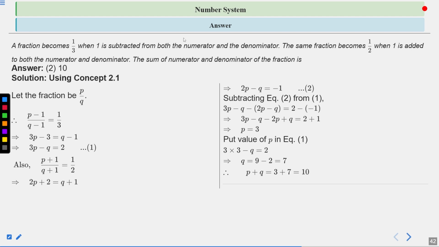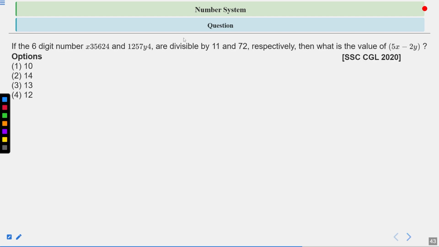Next one. If the 6-digit numbers x35624 and 1257y4 are divisible by 11 and 72 respectively, then what is the value of 5x minus 2y? This question was asked in the SSC CGL exam in 2020. There are four options. Now you have 10 seconds to solve this question. Your time starts now.